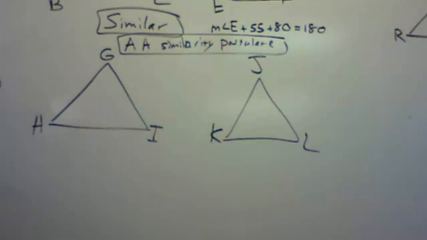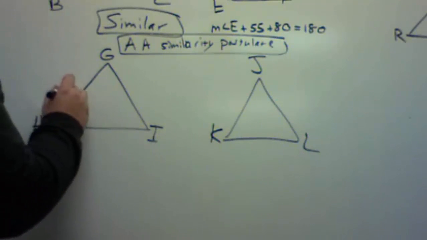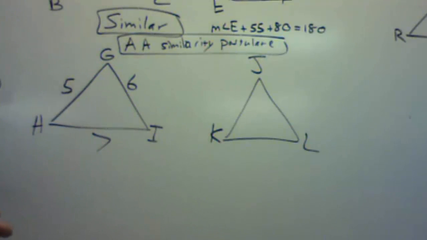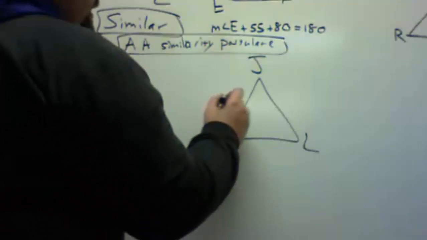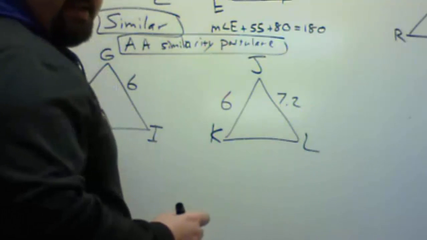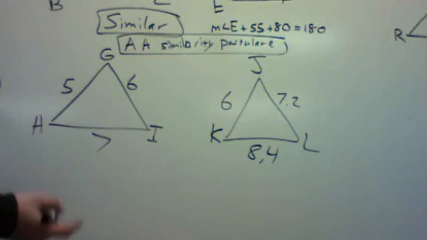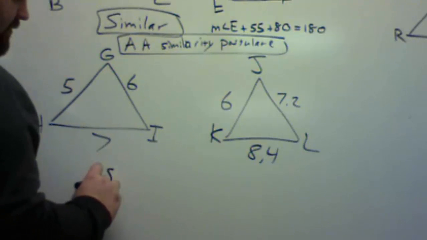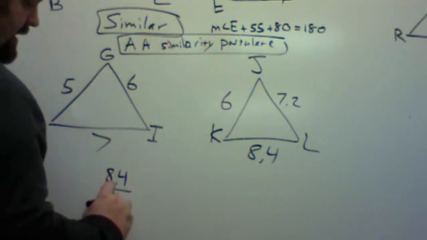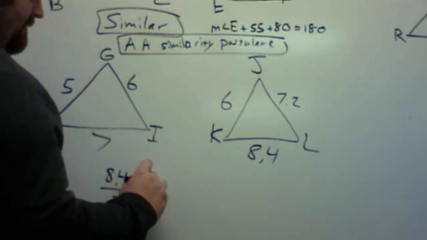Alright, so the next one, it doesn't actually tell me what side lengths are which. However, it gives me 3 side lengths and 3 side lengths. So I'm just going to throw 5, 6, and 7 like this. And correspondingly, I'm going to do 6, 7.2, and 8.4. So, if this is true, I need to do a statement of proportionality and see if I can get it to work.